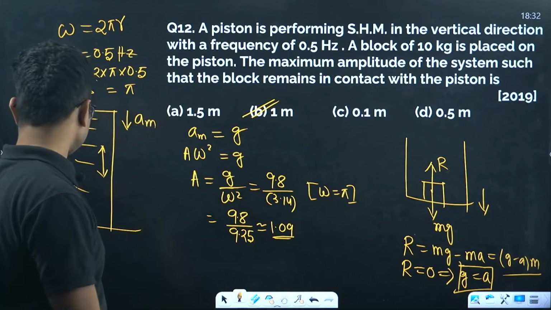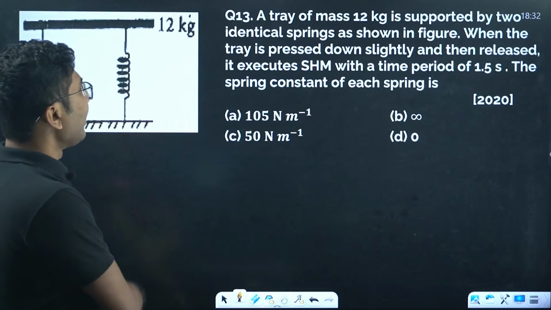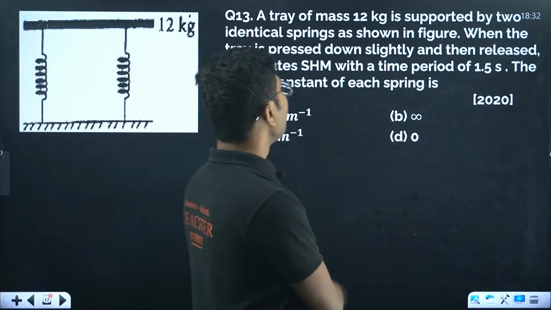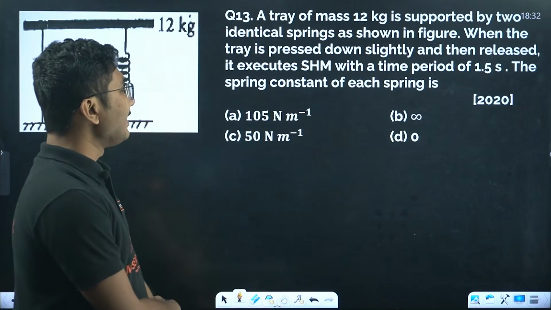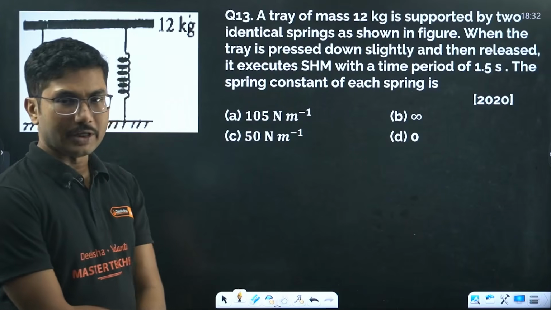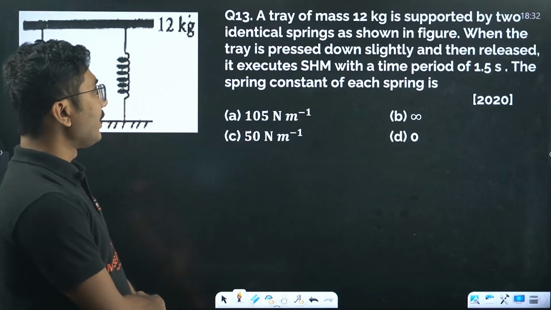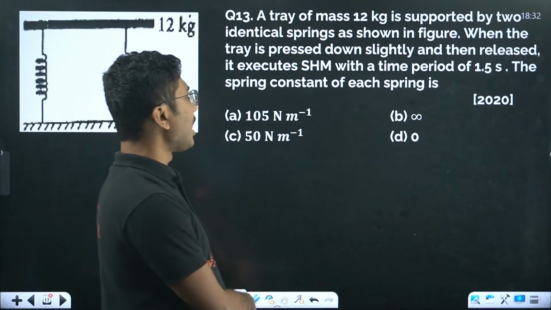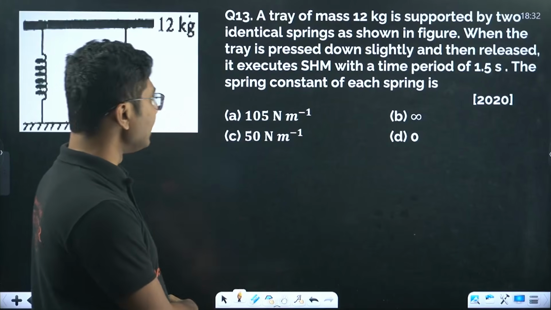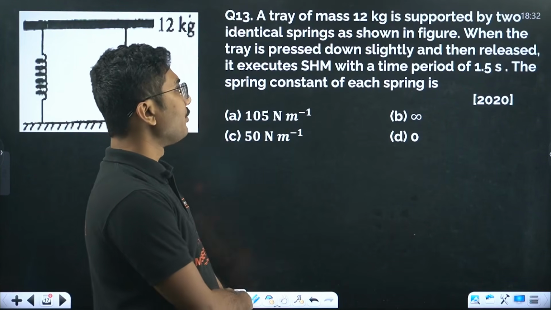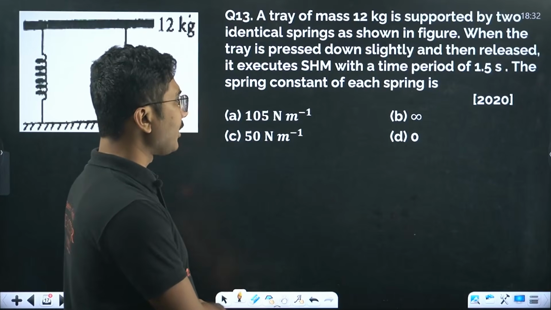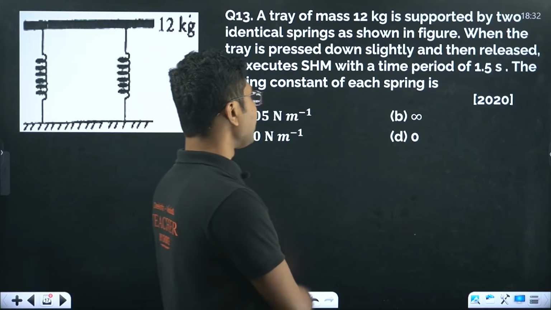meter. Now next question: a tray of mass 12 kg is supported by two identical springs as shown in the figure. When the tray is pressed down slightly and then released, it executes simple harmonic motion with a time period of 1.5 seconds. The spring constant of each spring is?